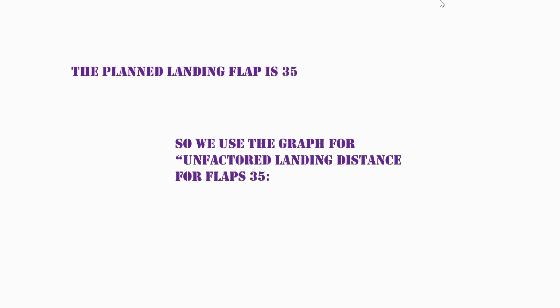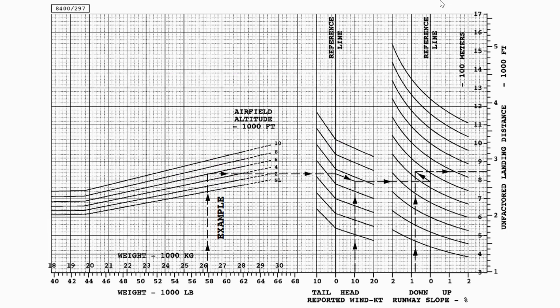Okay, so first of all, we want to know, with flaps 35, what is my landing distance unfactored? Unfactored meaning in normal situations, in normal conditions, with my weight, my temperature, my pressure altitude, and the runway slope, and so on. What is my unfactored landing distance? There is a table, a chart, where there's an unfactored landing distance. Let's look at how it works.